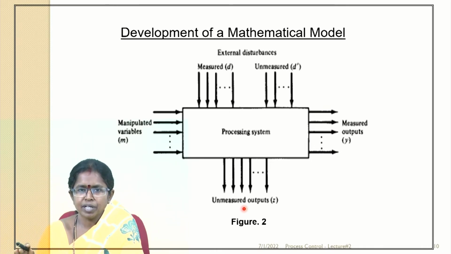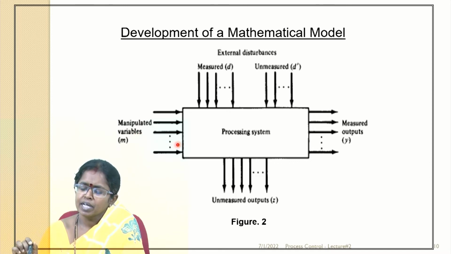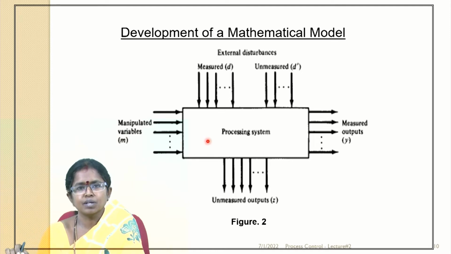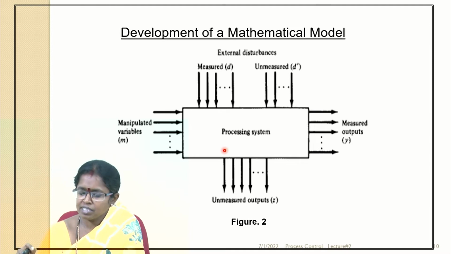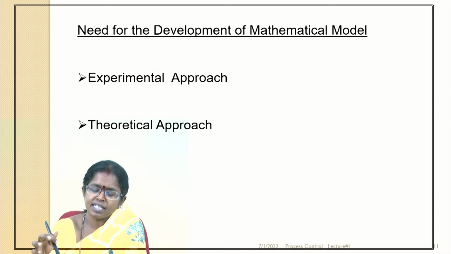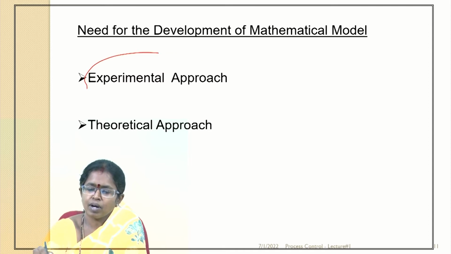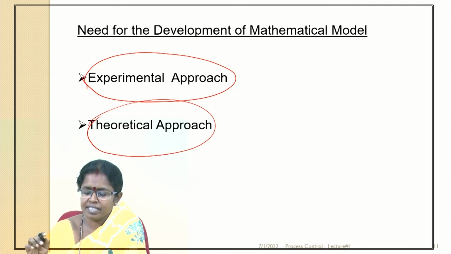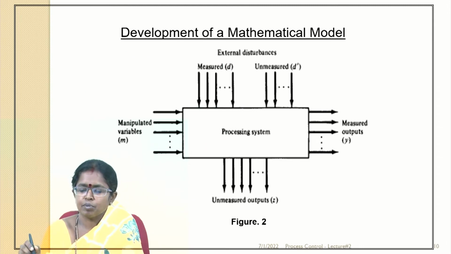Now we are just going to check how the process reacts with time under the influence of the manipulated variable and the disturbance variable, right? So in order to investigate this, we need to design a controller or a control system. To design a control system, there are basically two approaches available. One is called the experimental approach and the other one is called the theoretical approach. I will tell you what is meant by the experimental approach.